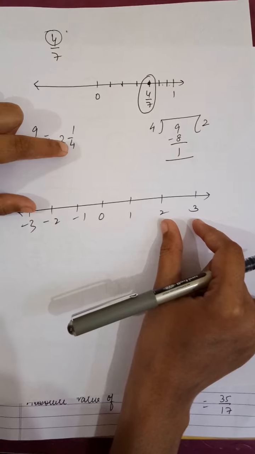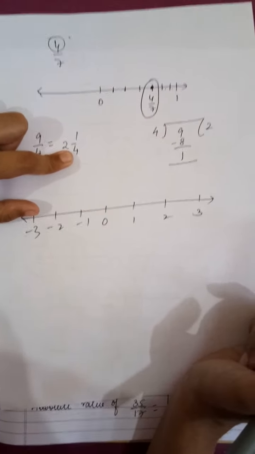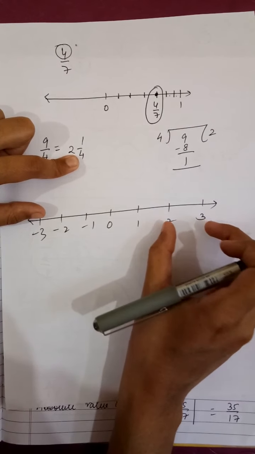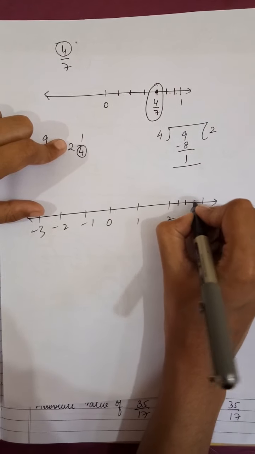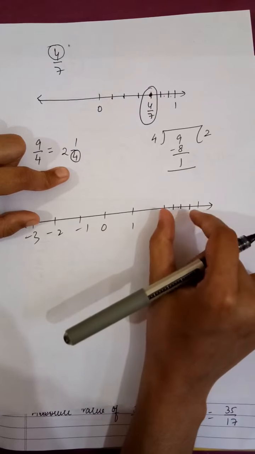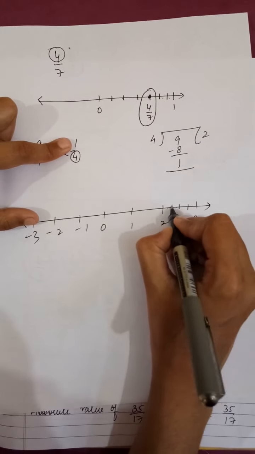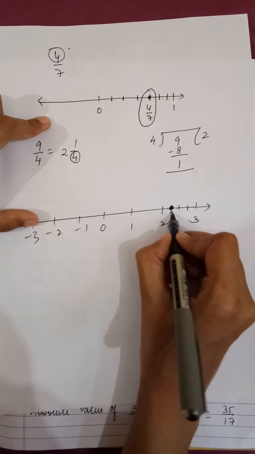Now what is the denominator? 4. So that means I am going to divide this section between 2 and 3 into how many parts? 4 parts. 1, 2, 3 and 4. 1, 2, 3 and 4. Now since this has been divided into 4 parts, what is in the numerator? 1. So that means this is 1. This section is after 2. This is the 1 upon 4th part.